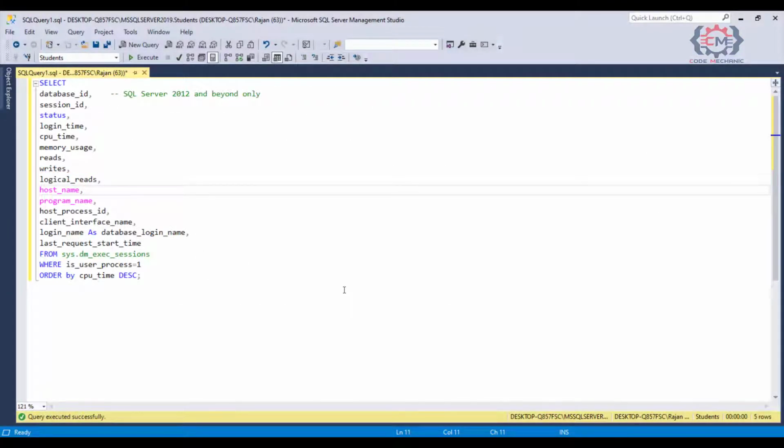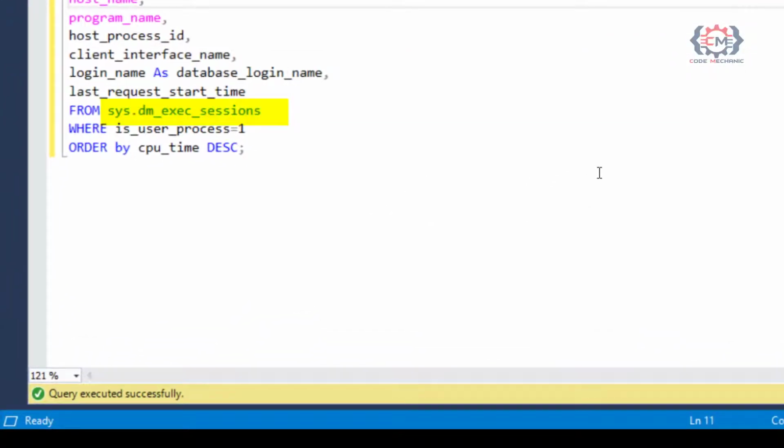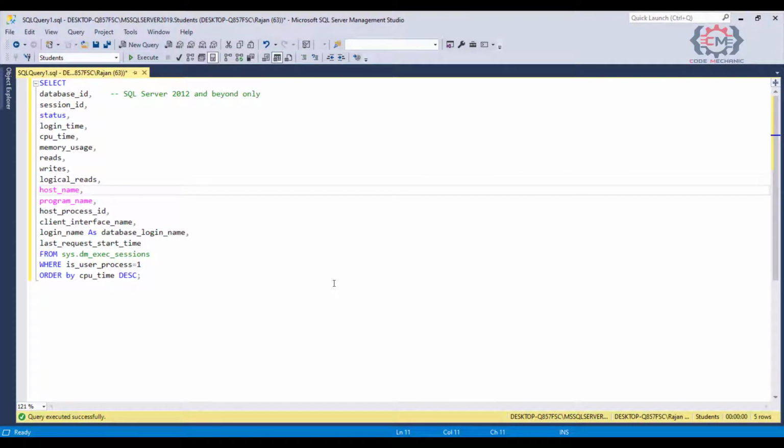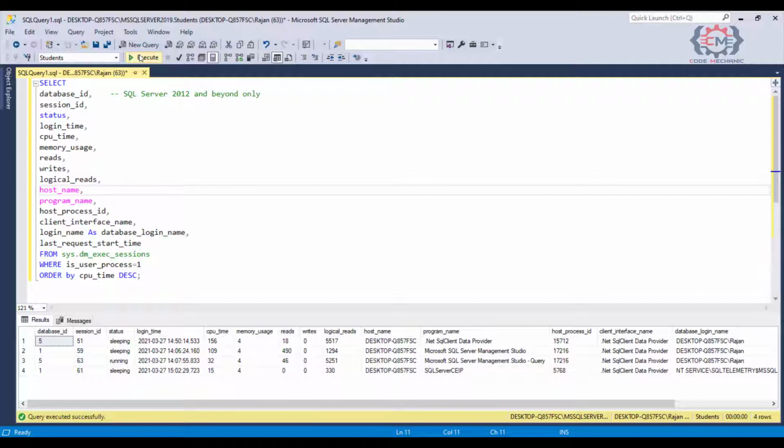The first query we are going to look at is a query that uses the dm_exec_sessions DMV in SQL Server to get a list of all the clients that are connected to our SQL Server database. On my laptop, I will get some results from another process that I have running. So let's go ahead and run this query right now.